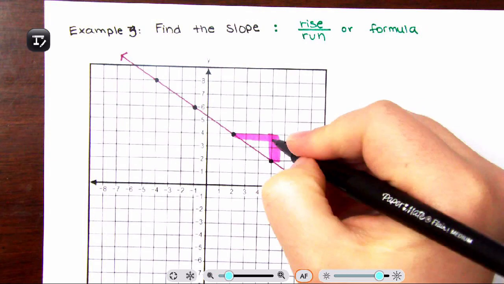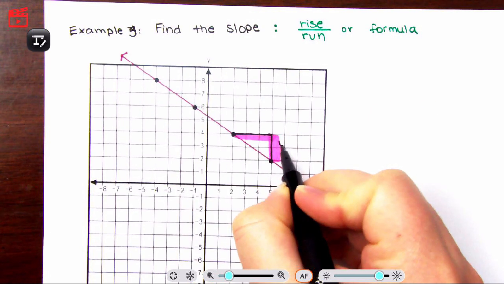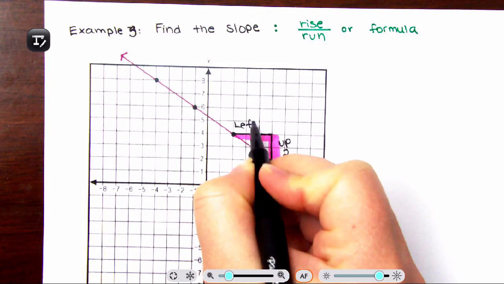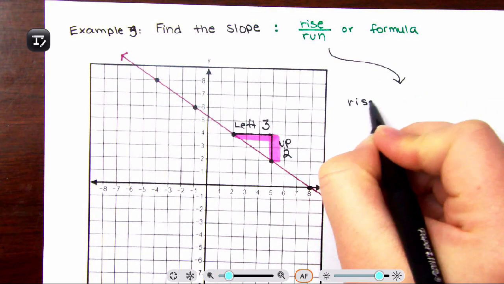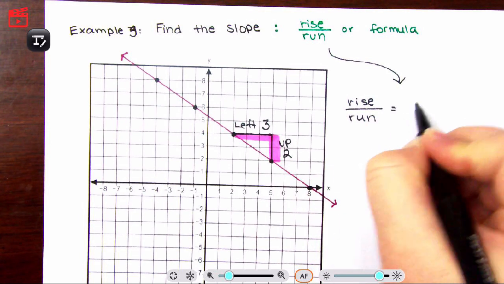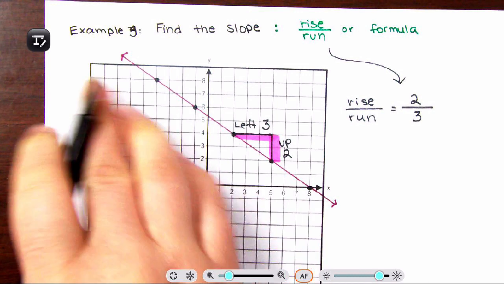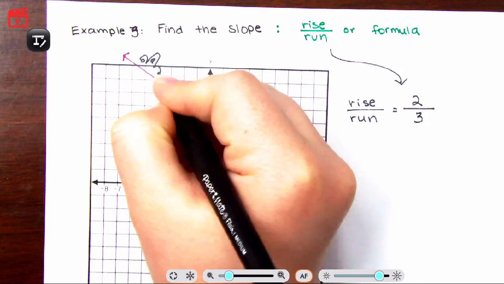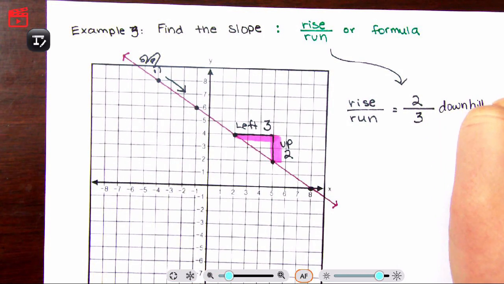Again, we're going to go up and over, up and over. So I'm going up. So my rise is 2. My over, going left 3. So for my rise over run, I go up 2, I run 3, but the slope is going downhill. Remember our little vehicle? Here's our car, and it's going downhill. So that means your slope is negative.